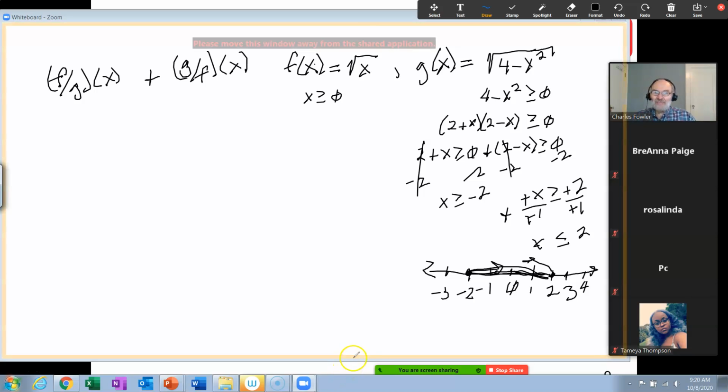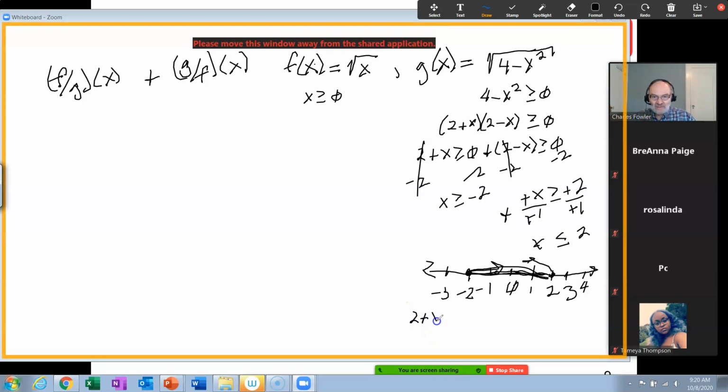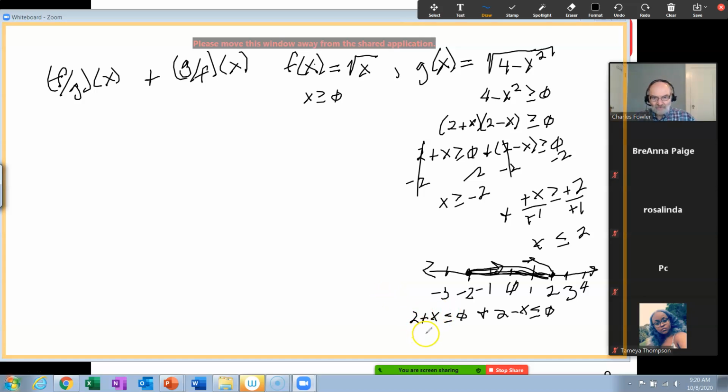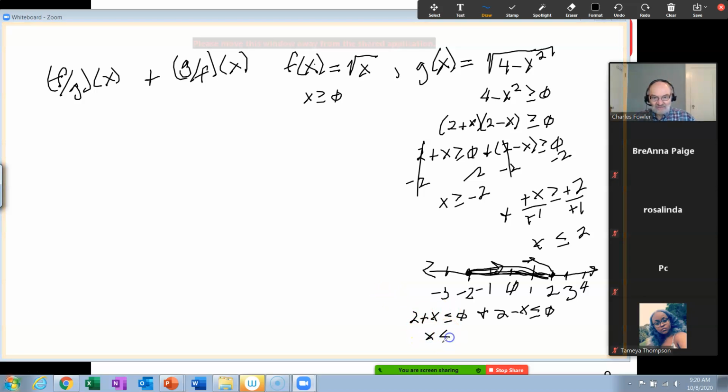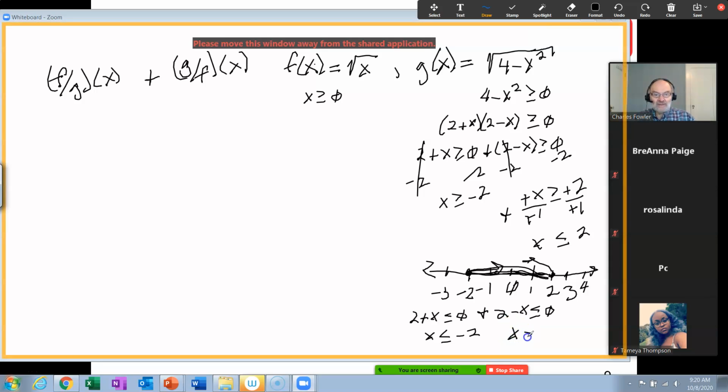Okay, we've still got to go back and say, what if 2 plus x was less than or equal to 0 and 2 minus x is less than or equal to 0? If they're both negative, your product is going to be positive. Well, from what we did before, this would be x is less than or equal to -2, and this would be doing the same thing we did before. This would be x is greater than or equal to +2. Well, guess what? X can't be both of those.